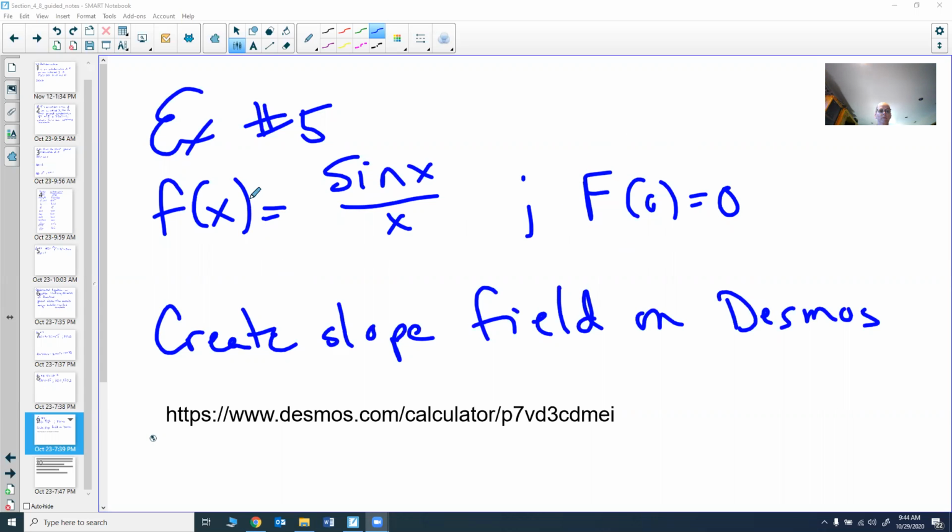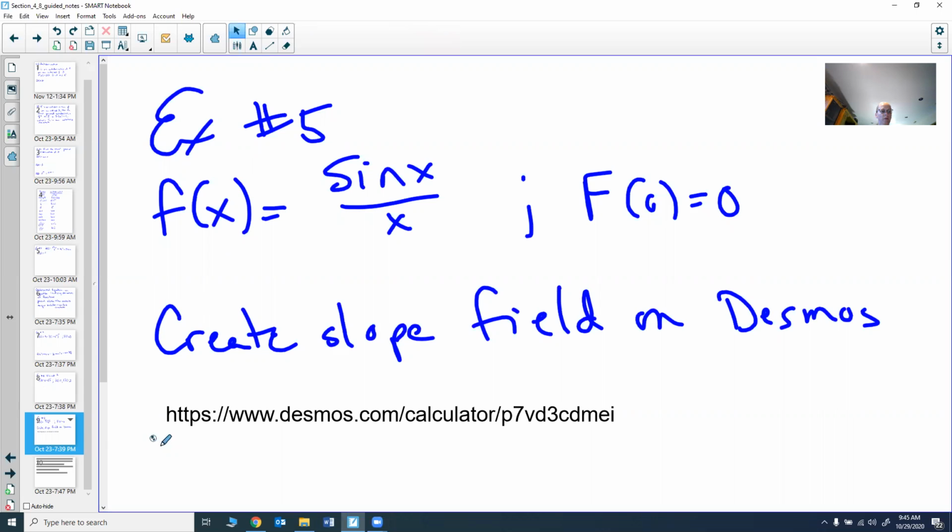Because remember, the derivative function is the slope of the tangent lines. It's the slope of the curve. So if we could graph this derivative function of sine x over x, we can think about what the original function, the antiderivative function, looks like that matches up with those tangent lines. This is not easy to do by hand, so we're going to use technology to do it.